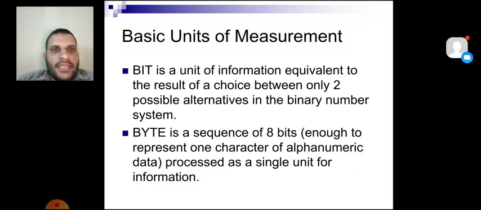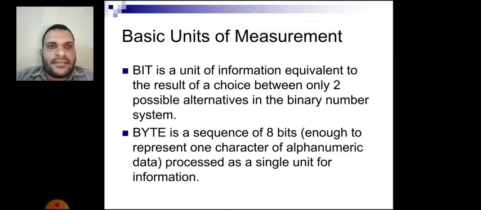Okay. The second one is the byte. A byte is a sequence of 8 bits, enough to represent one character of alphanumeric data. In the case of ASCII code, there are different types of codes with different arrangements. But in the case of ASCII, it only needs 8 bits. In some Unicode and other codes, there are 16-bit to 32-bit, etc. Therefore, 1 byte equals 8 bits and is processed as a single unit of information.